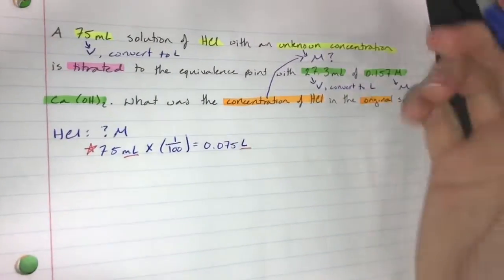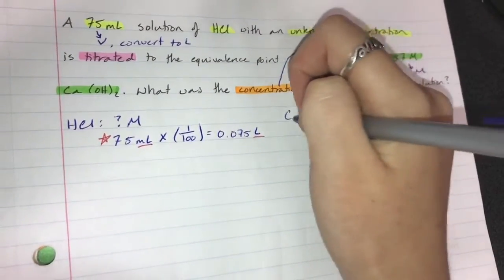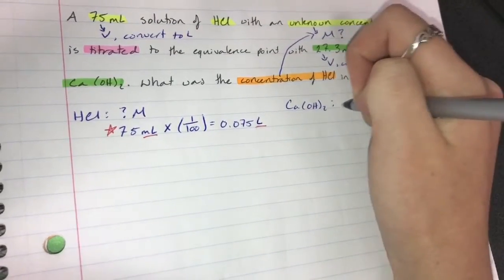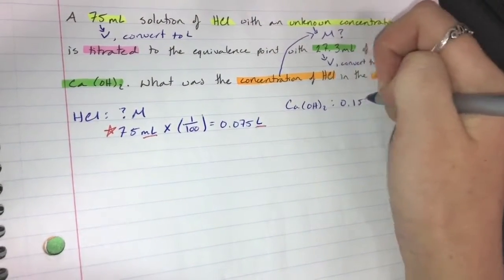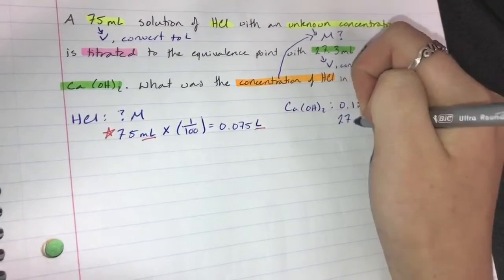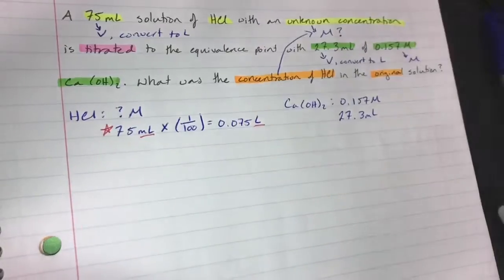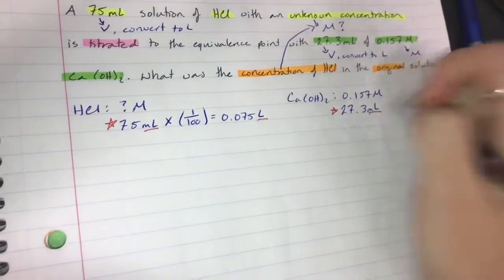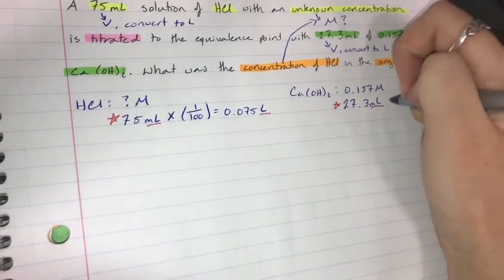And now we're going to look at the calcium hydroxide. And we have 0.157 molars of that and 27.3 milliliters of it. And once again, we're going to hit the common mistake of leaving that in milliliters. We got to convert to liters.